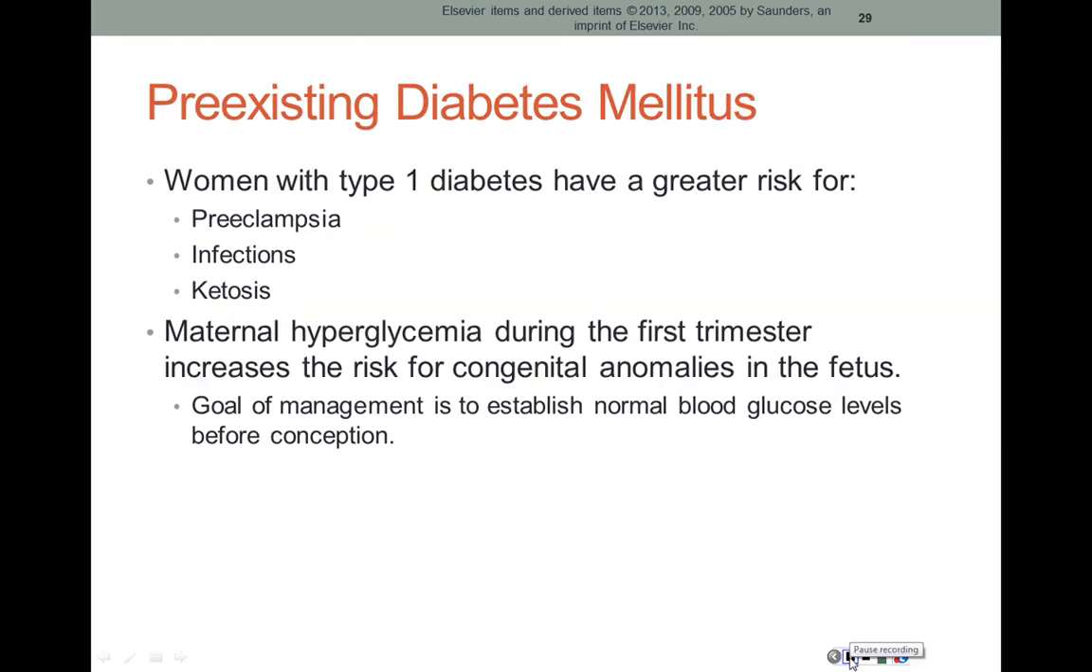Okay, so women who have type 1 diabetes have a greater risk for preeclampsia, infections, and ketosis. Maternal hyperglycemia during the first trimester increases the risk for congenital anomalies. So our goal is to make sure mom has blood glucose levels under control even before she gets pregnant. And this will help with management throughout the pregnancy and hopefully decrease the chances of these congenital anomalies.